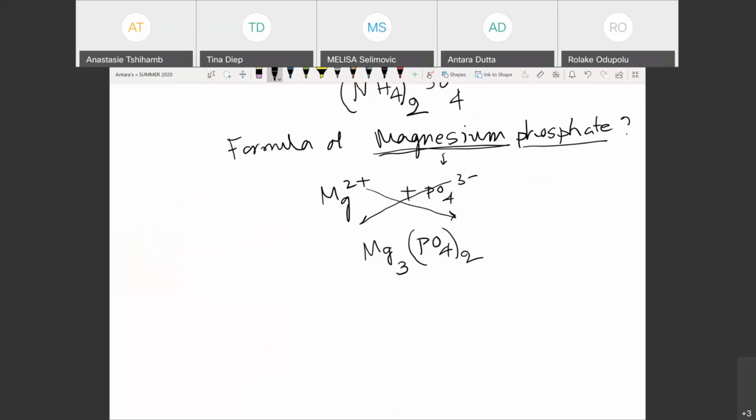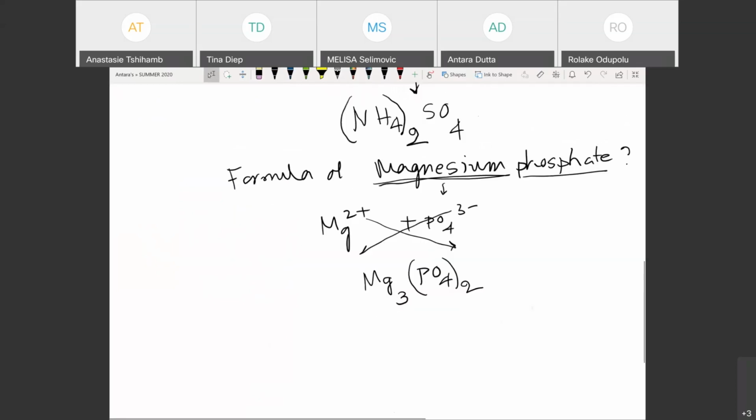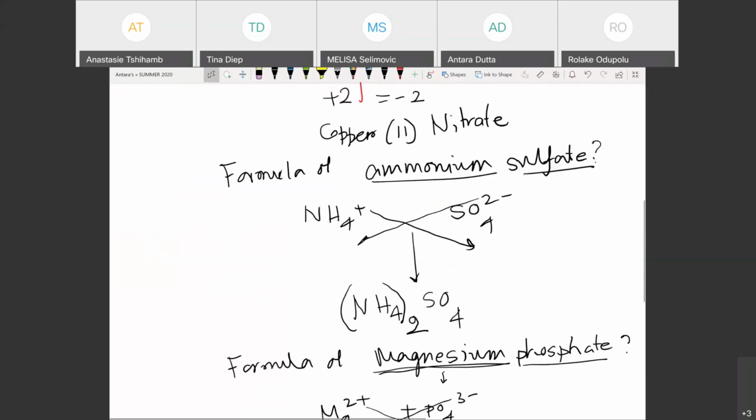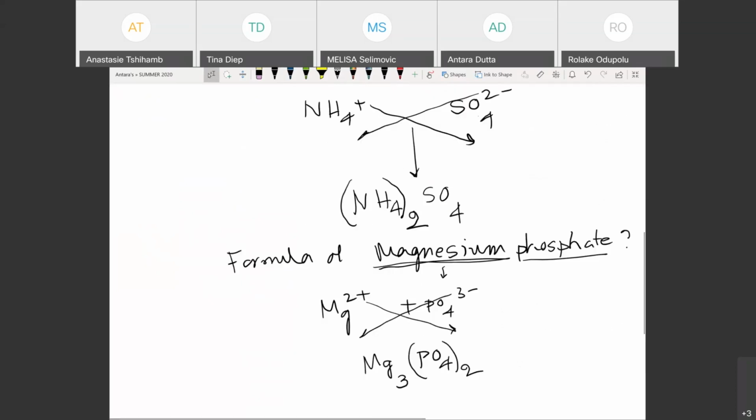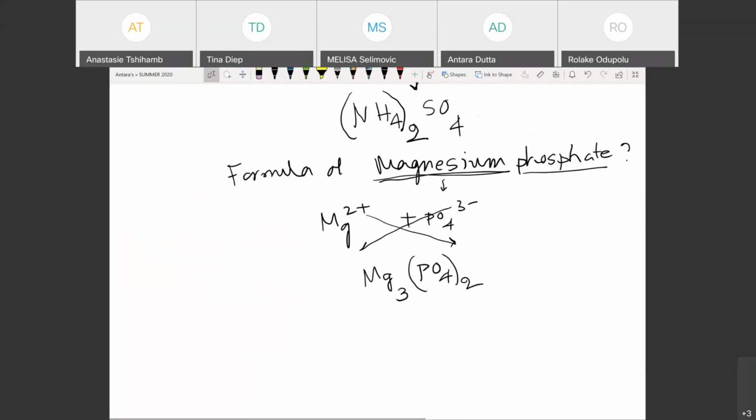Okay, so now you practice this type of writing. So you know for transition metals, you have to write charges, not for the main group. Main group means group 1, group 2, 3, 4, 5, 6, 7. Those are the main group.